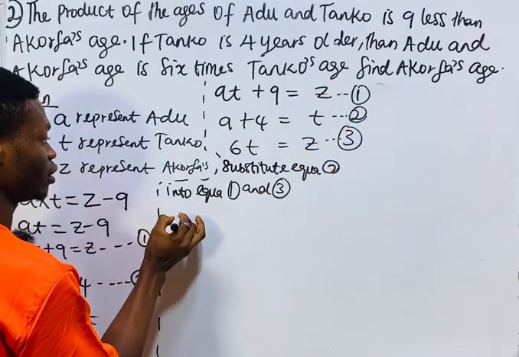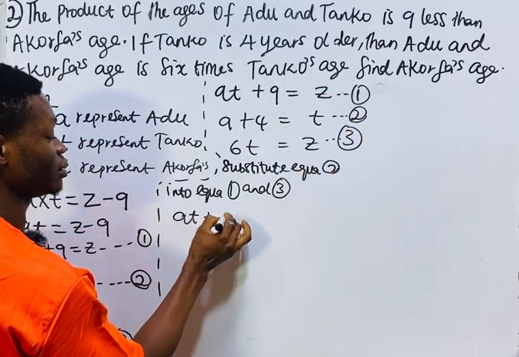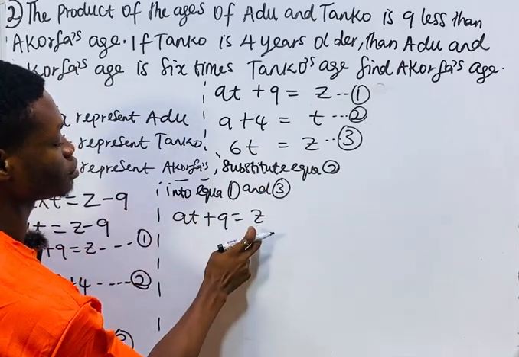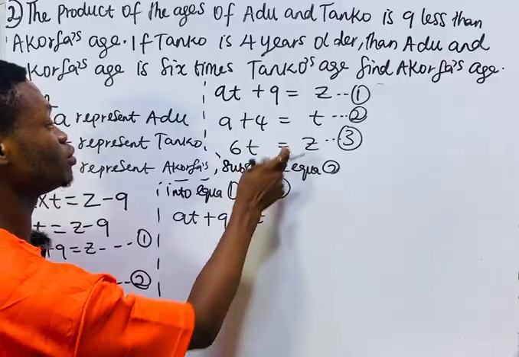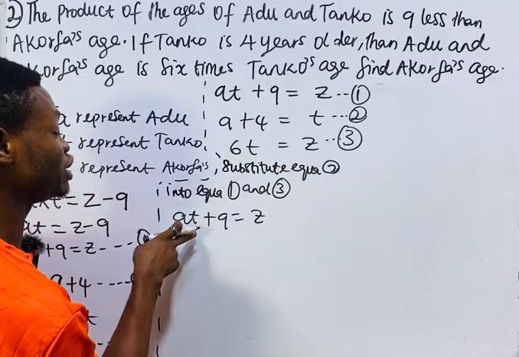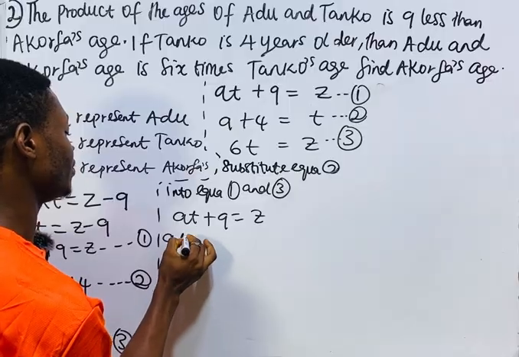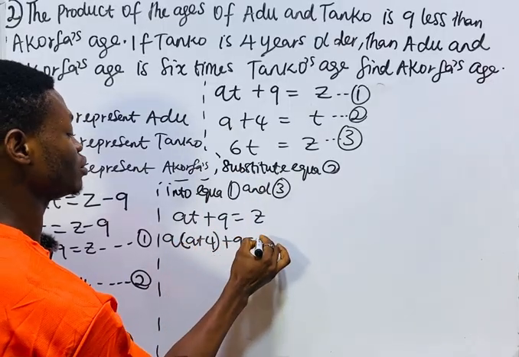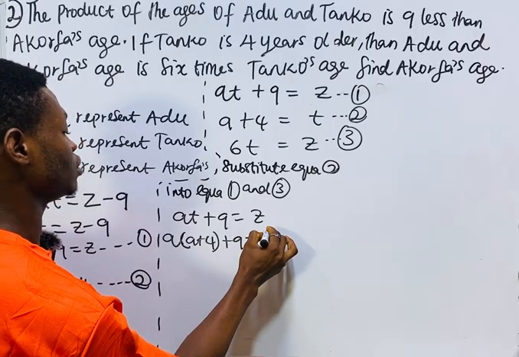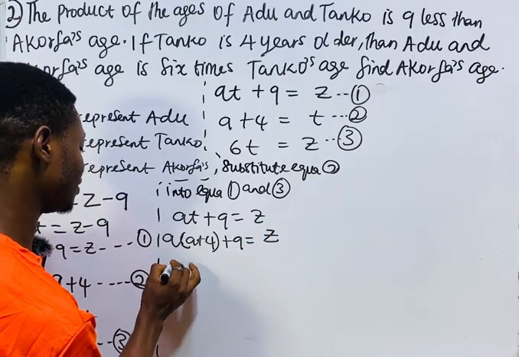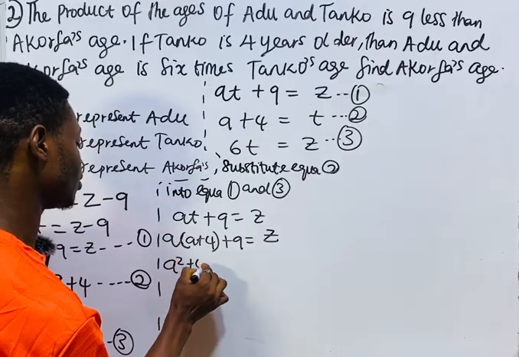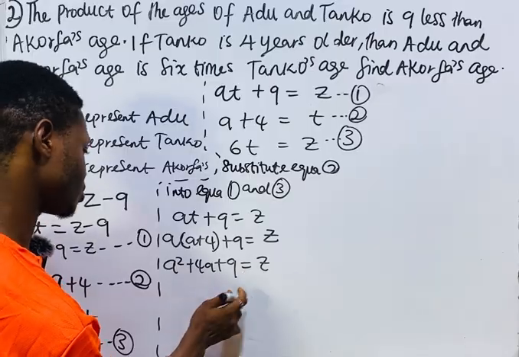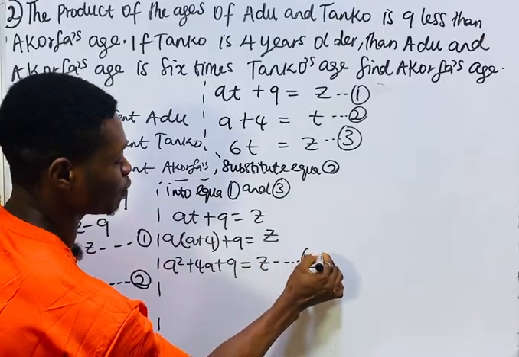So anywhere you see T in equation 1, you put A plus 4 there. So A times the parenthesis A plus 4, plus 9 is equals to Z, right? So A times A will give us A squared plus 4A plus 9 is equals to Z. So this is equation 4.